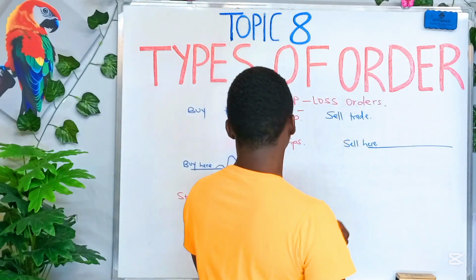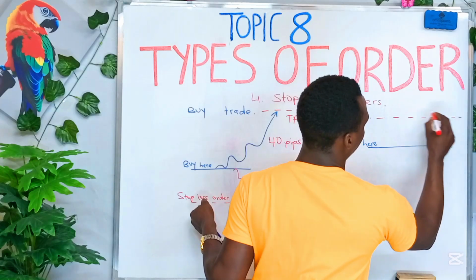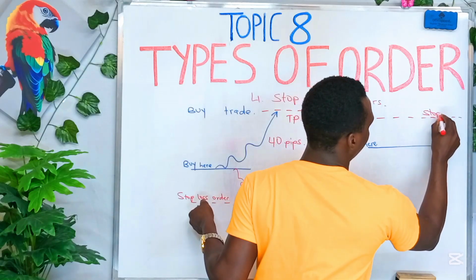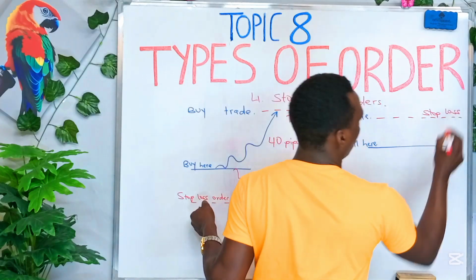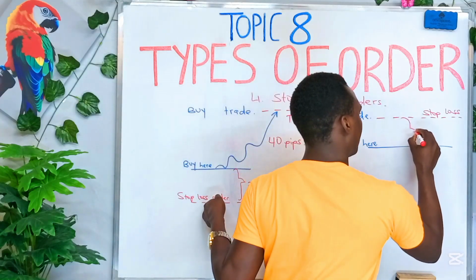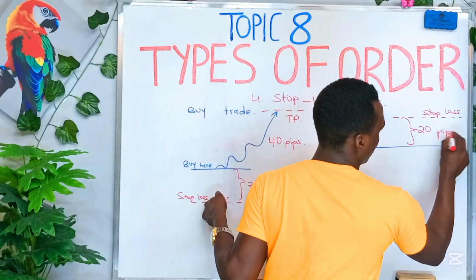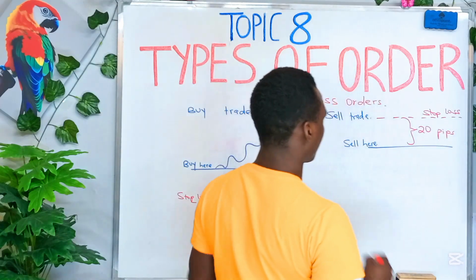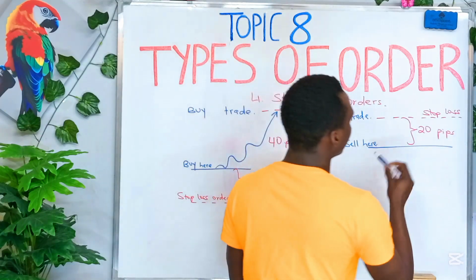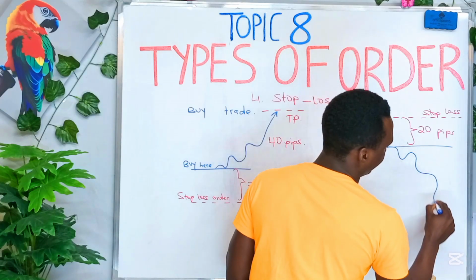Where would be our stop loss order? Up here. All right. So this is our stop loss order. Okay. Let us take our 20 pips. 20 pips stop loss. All right. And the market decides to fall like this.